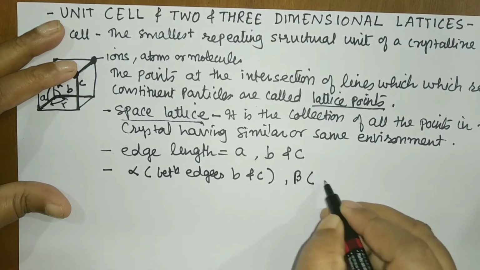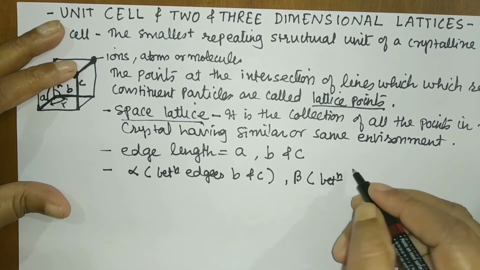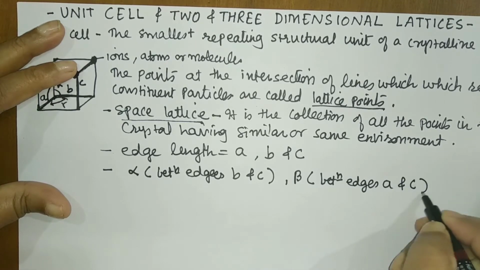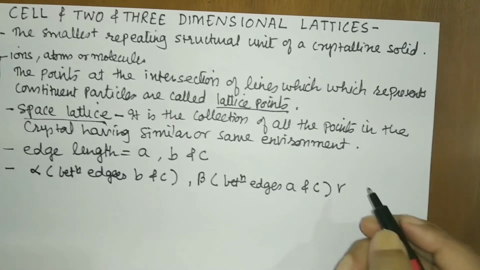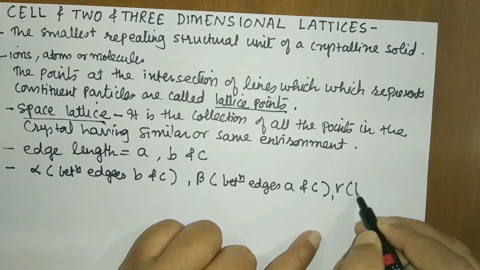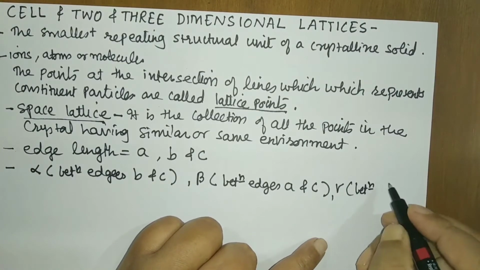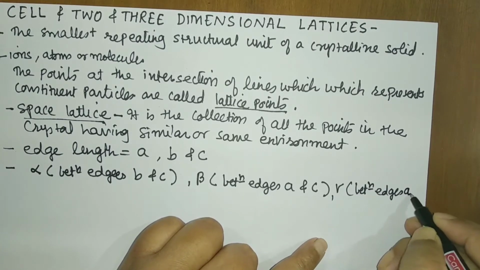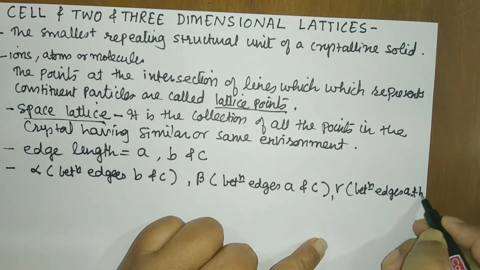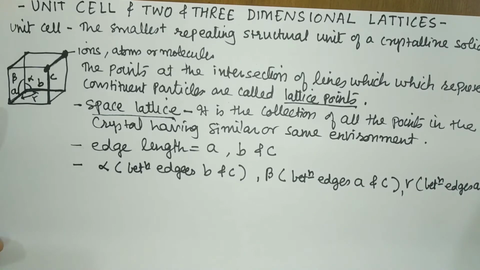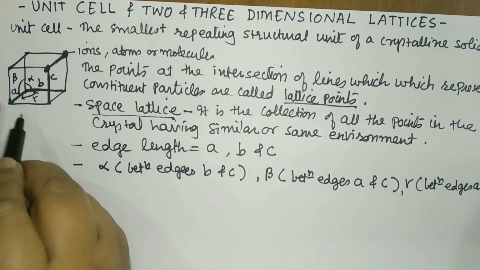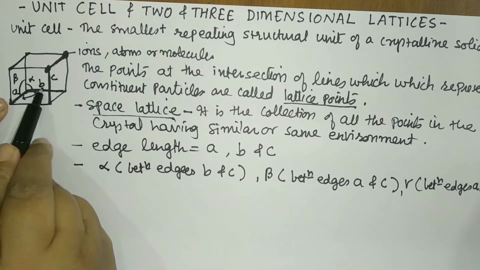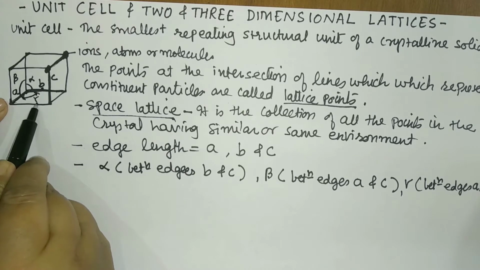What is beta? Beta is between edges A and C. And where is gamma? Gamma is between edges, I will write here, A and B. So you can see here, this is A and B, and the angle here is gamma.